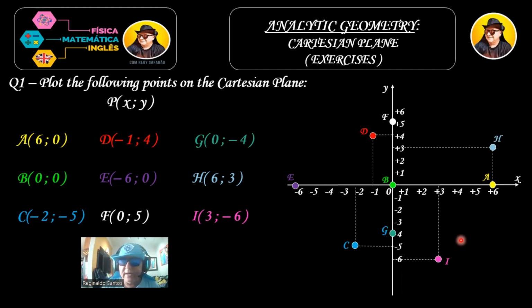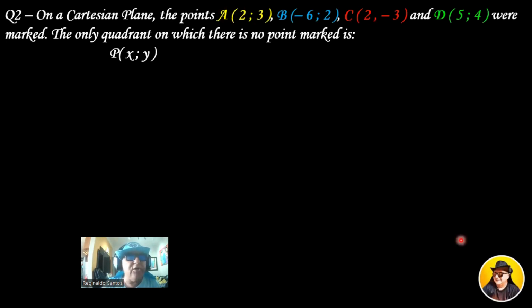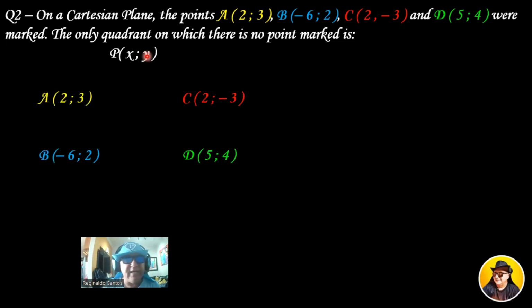Come on, here it is. On a Cartesian plane, the points A, B, C, and D were marked. The only quadrant on which there is no point marked is... well, just remember once again, this is a general point P, and always the first number belongs to x, and the second one belongs to y. Always like this. Never change this position. If you do, you're going to be mistaken. Okay, let's see. We have points A, B, C, and D.